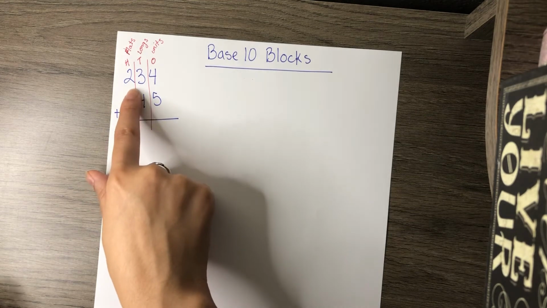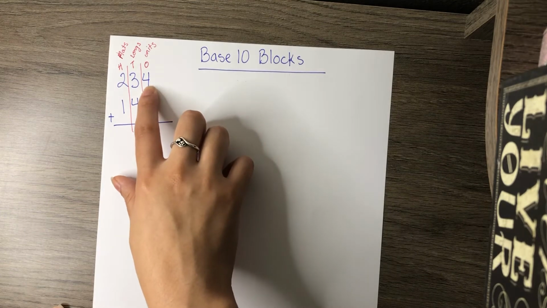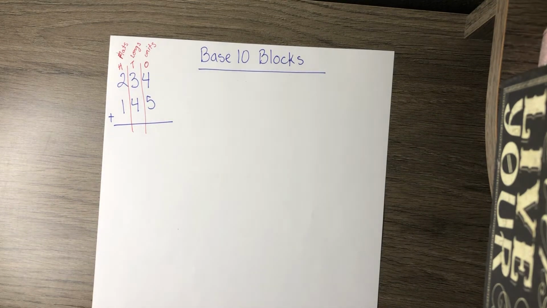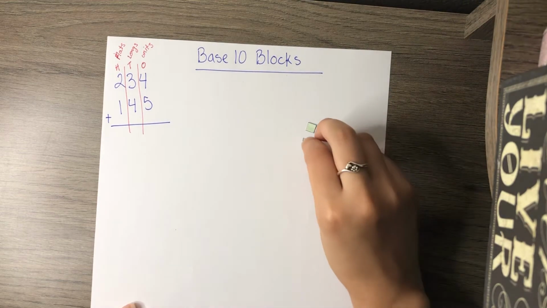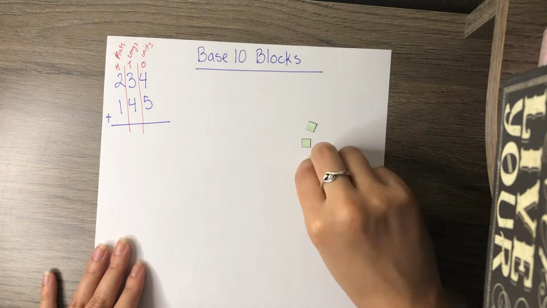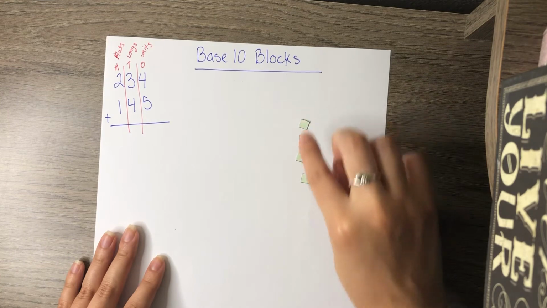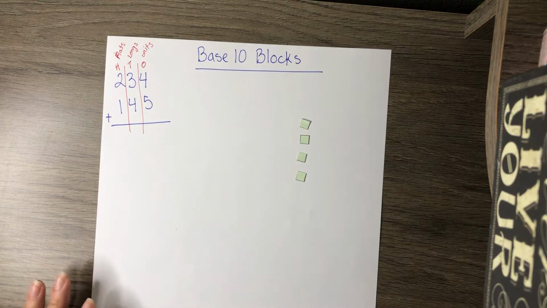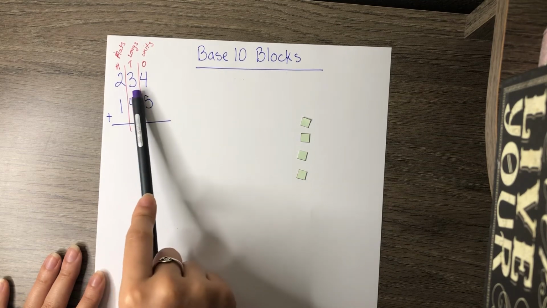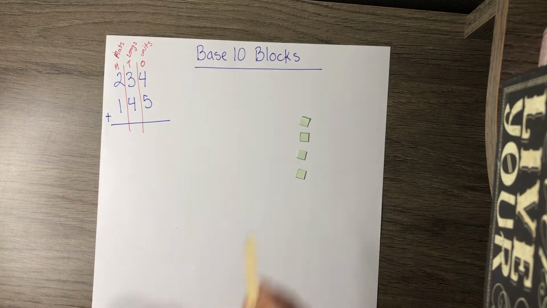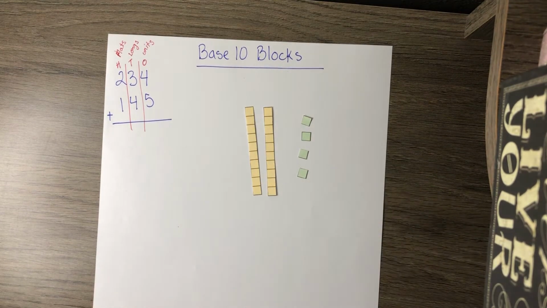So let's start out with 234. We see that it has 4 units. That's in the ones place, so we're going to put 4 units. There we have 1, 2, 3, one more, 4. 4 units. Then we move to our tens place. We have a 3 in the tens place. That's going to be 3 longs. So 1, 2, and 3.